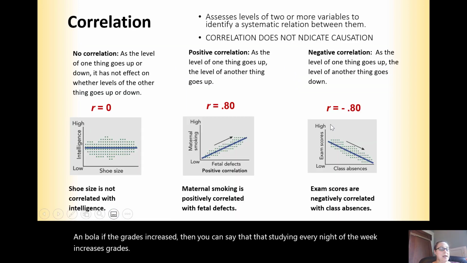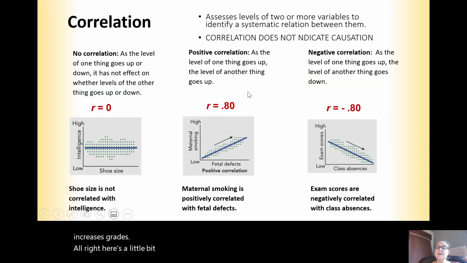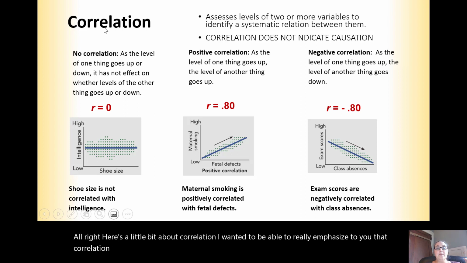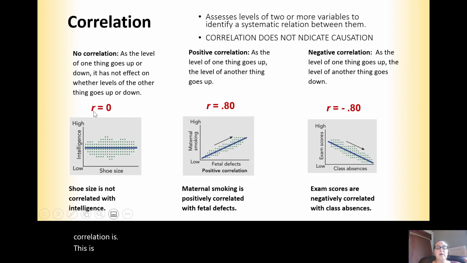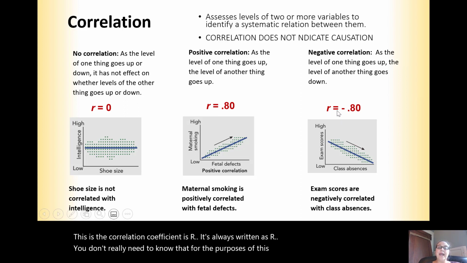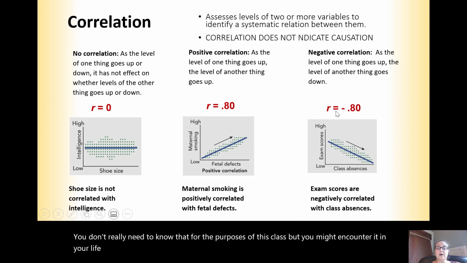All right, here's a little bit about correlation. I wanted to really emphasize to you that this is the correlation coefficient. The correlation coefficient is R. It's always written as R. You don't really need to know that for the purposes of this class, but you might encounter it in your life, so I want you to know it.